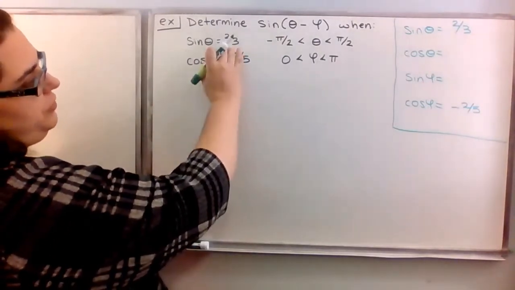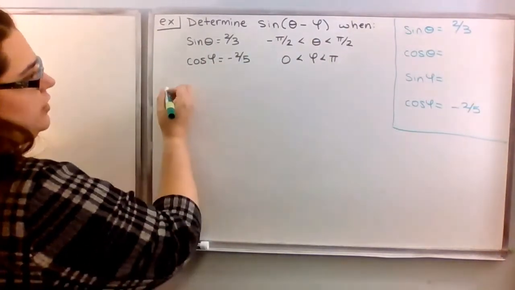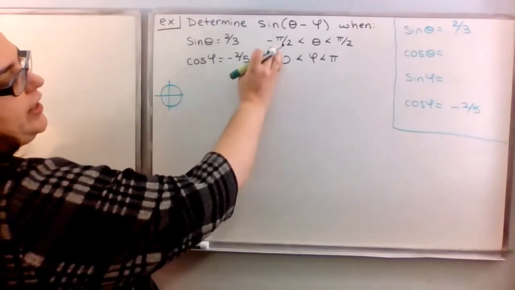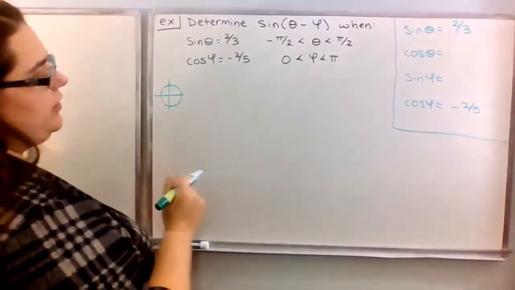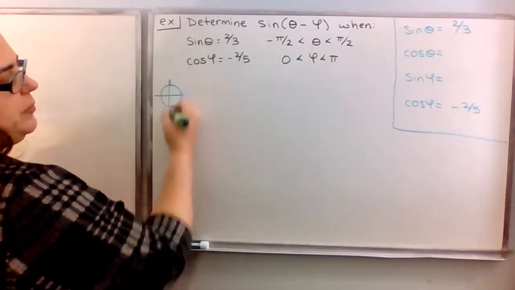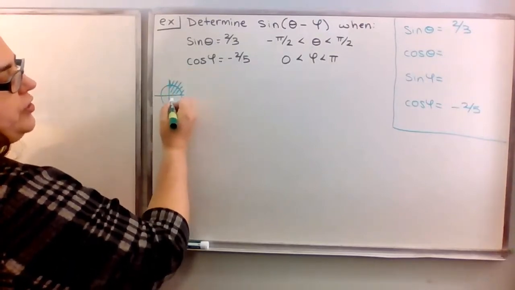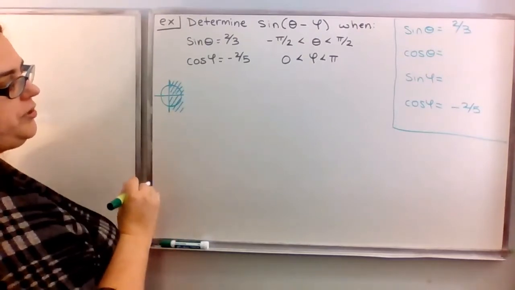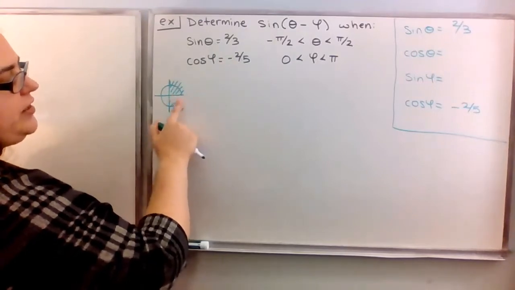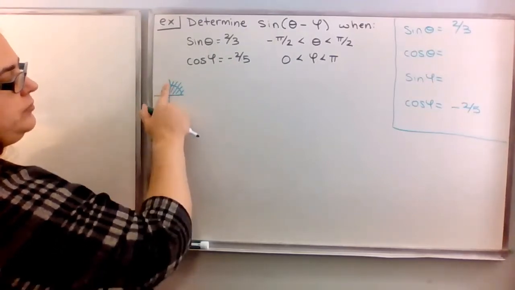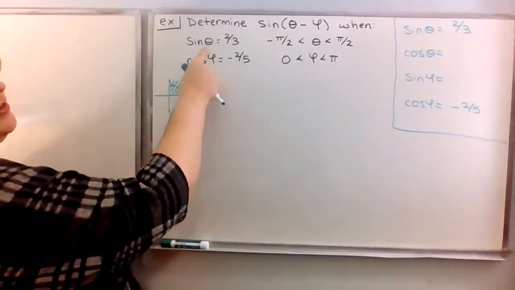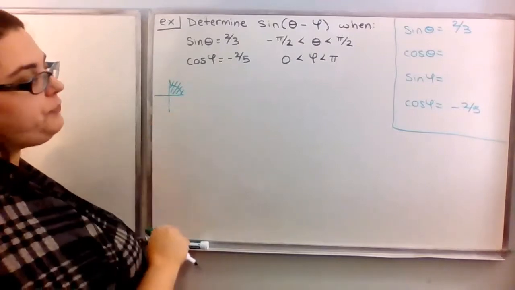So we have sine of 2/3 and they're telling us what quadrants we're living in here. We're between negative pi halves and pi halves. So negative pi halves is down here and positive pi halves is up here. So we're living in either the first or the fourth quadrant. Since sine is positive, that means we're living up in this top quadrant here. This is useful for us because this means that cosine of theta is going to be a positive value.